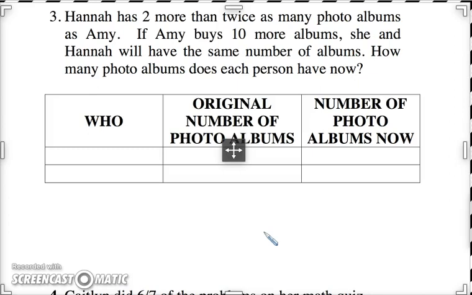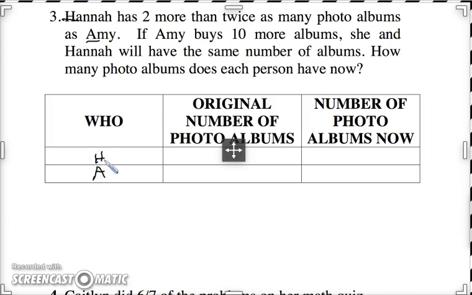Here's example 3. It says Hannah has two more than twice as many photo albums as Amy. If Amy buys 10 more albums, she and Hannah will have the same number of albums. It looks very complicated here, but you start breaking it down piece by piece by asking who are we talking about. You can clearly see that we're talking about Hannah and Amy. So here under who, I will put H for Hannah, I put A for Amy, right?